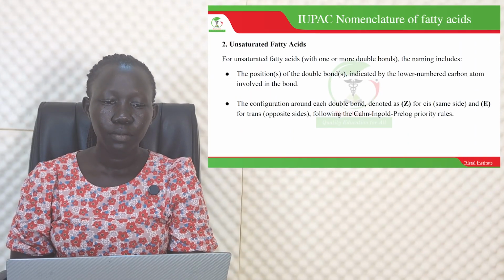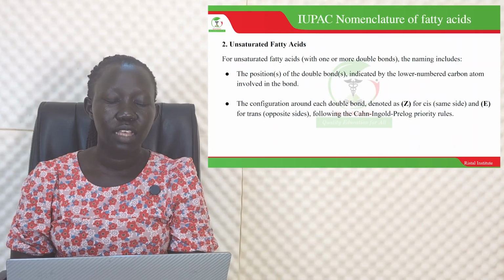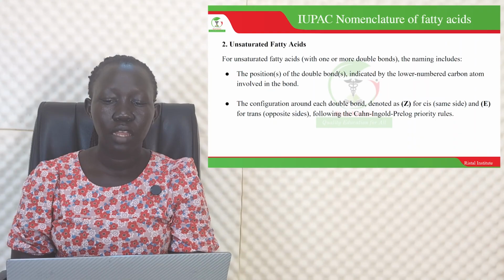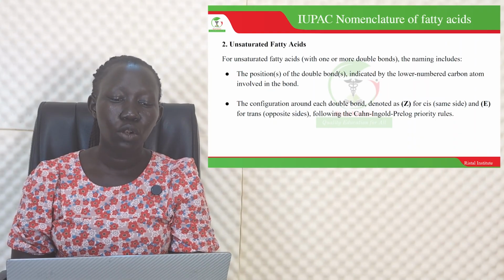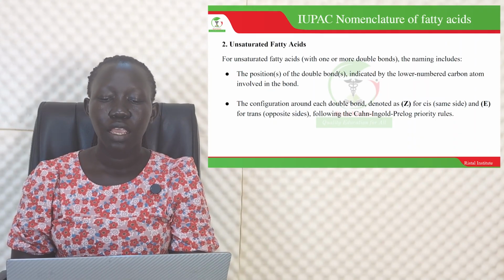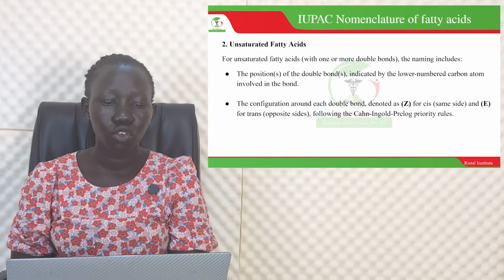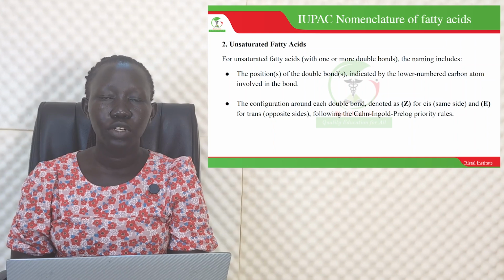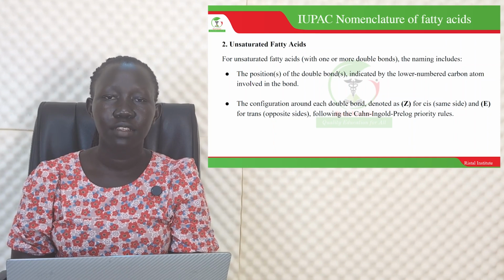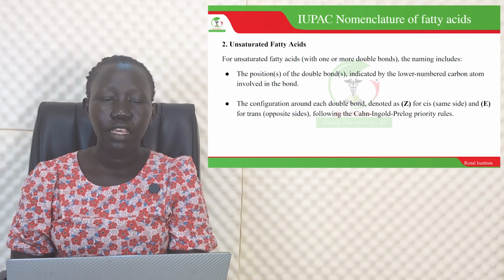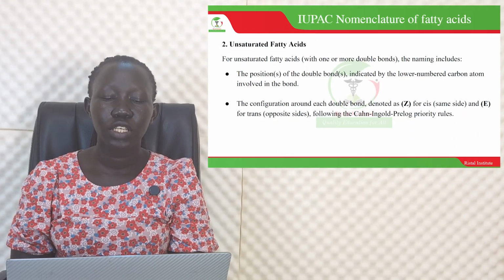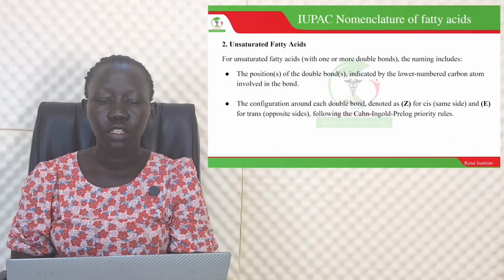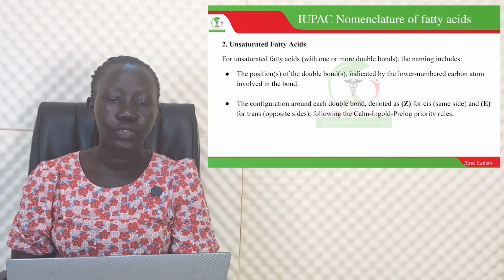The unsaturated fatty acids have one or more double bonds, and this IUPAC naming includes the position of the double bonds indicated by the lower numbered carbon atom involved in the bond. The configuration around each double bond is denoted as Z for cis, occurring on the same side, and E for trans, occurring on opposite sides. And this follows the Cahn-Ingold-Prelog priority rules.